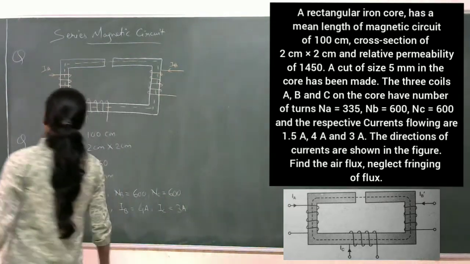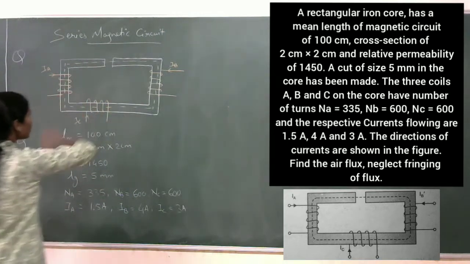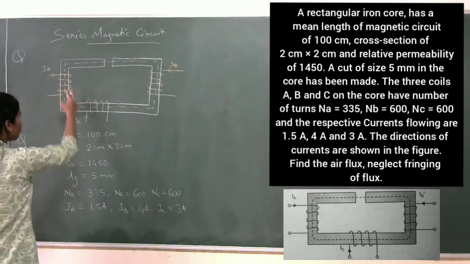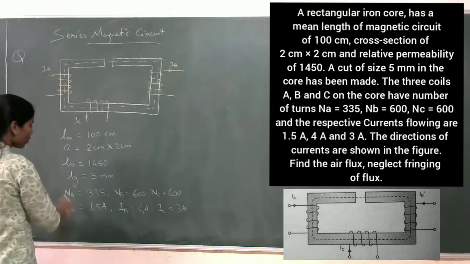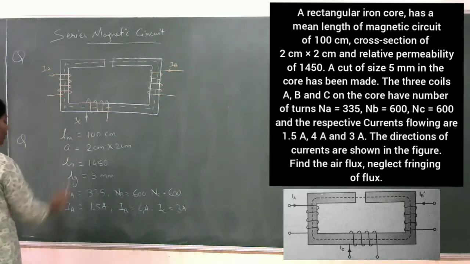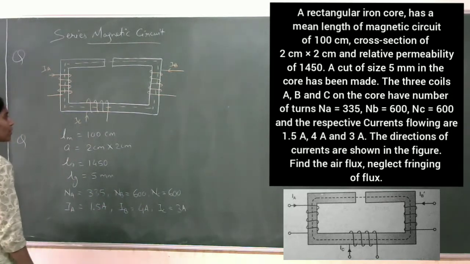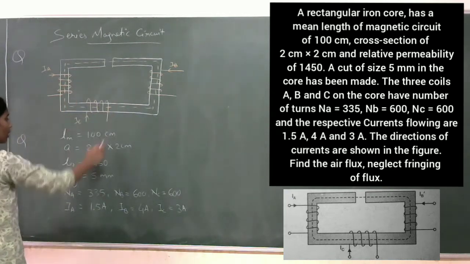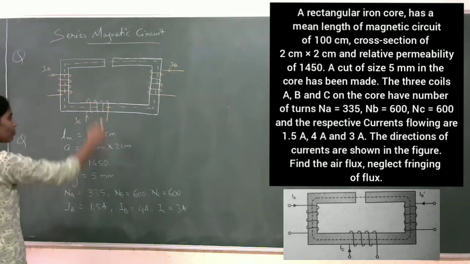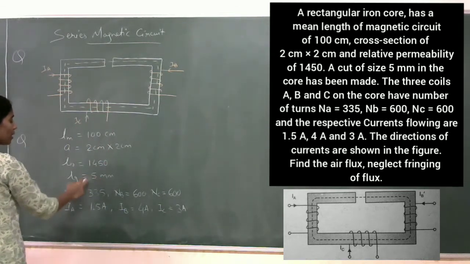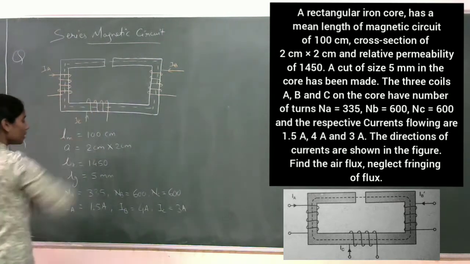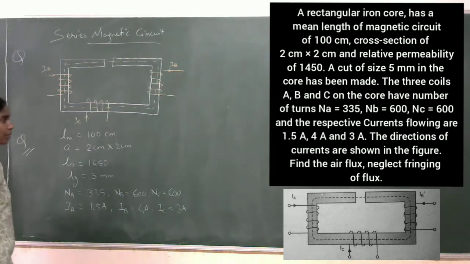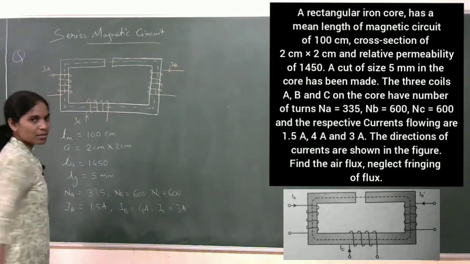So here the arrangement has been given in this rectangular bar, and here we have three coils. Okay, in which different numbers of turns for all the coils, that is A, B, and C coils, have been given. The value of current has been given for each coil. Okay, the length of the rectangular shape is given. Cross sectional area is given. Relative permeability of the material is given, and there is an air gap here, as you can see in the figure, that is given as 5. Okay, we have to calculate what? We have to calculate the flux circulating through this circuit.